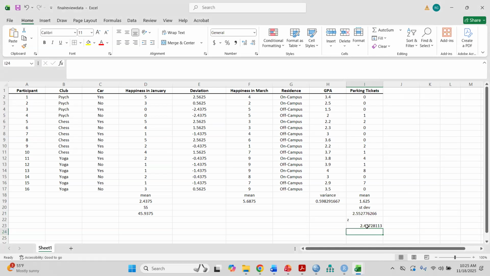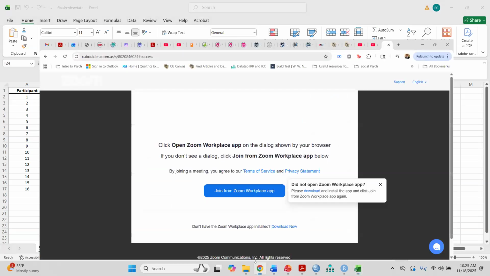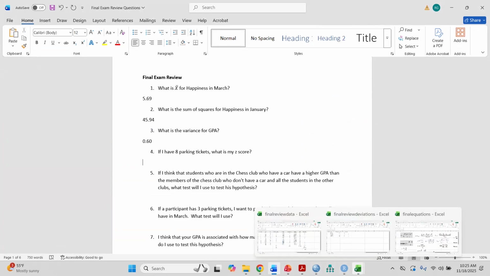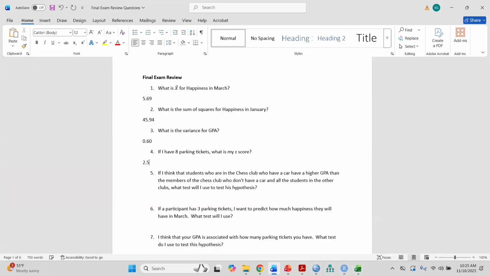That means that if I have 8 parking tickets and my z-score is 2.50, that means that 8 parking tickets is 2.5 standard deviations above the average, above the mean for parking tickets of my sample. Okay? All right. Let's do it.